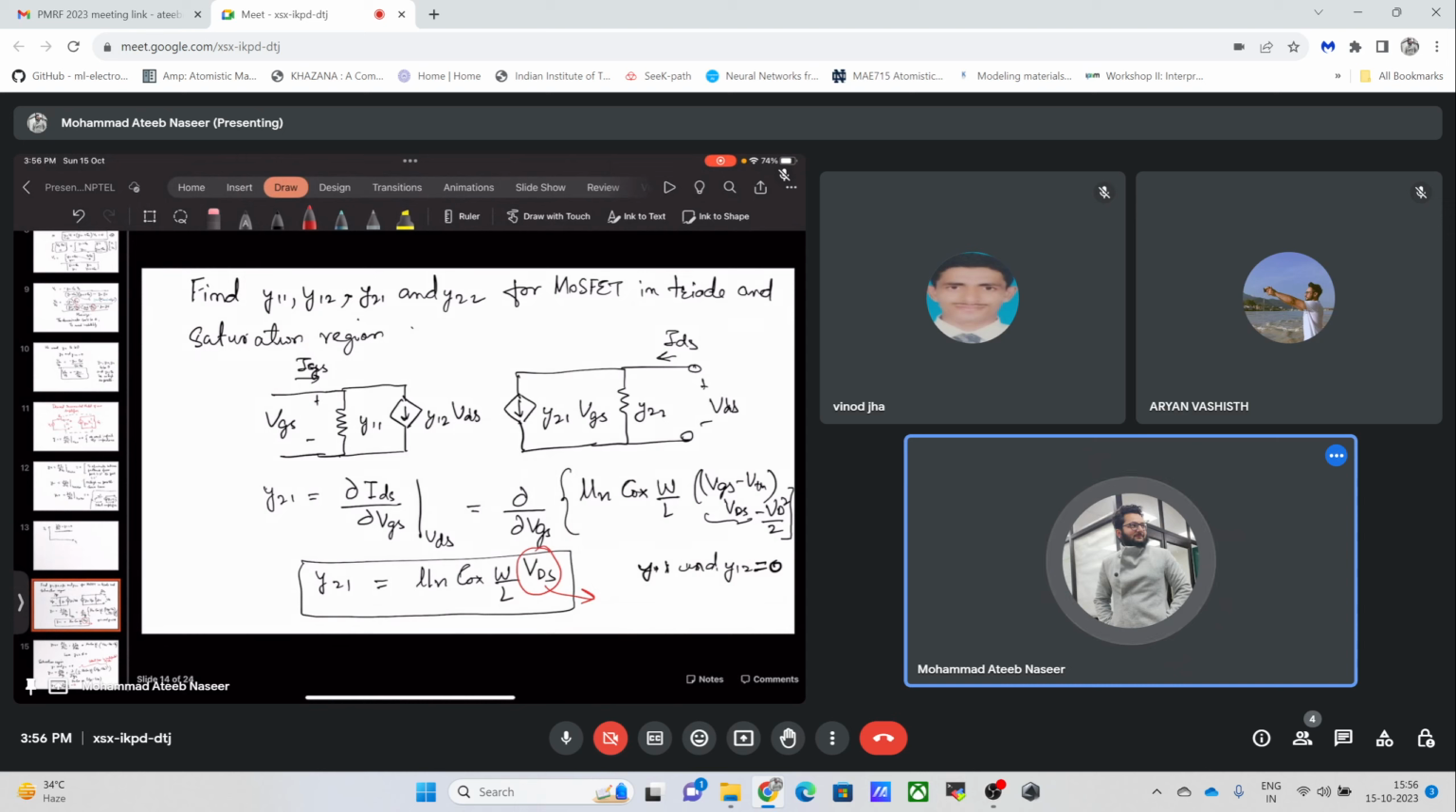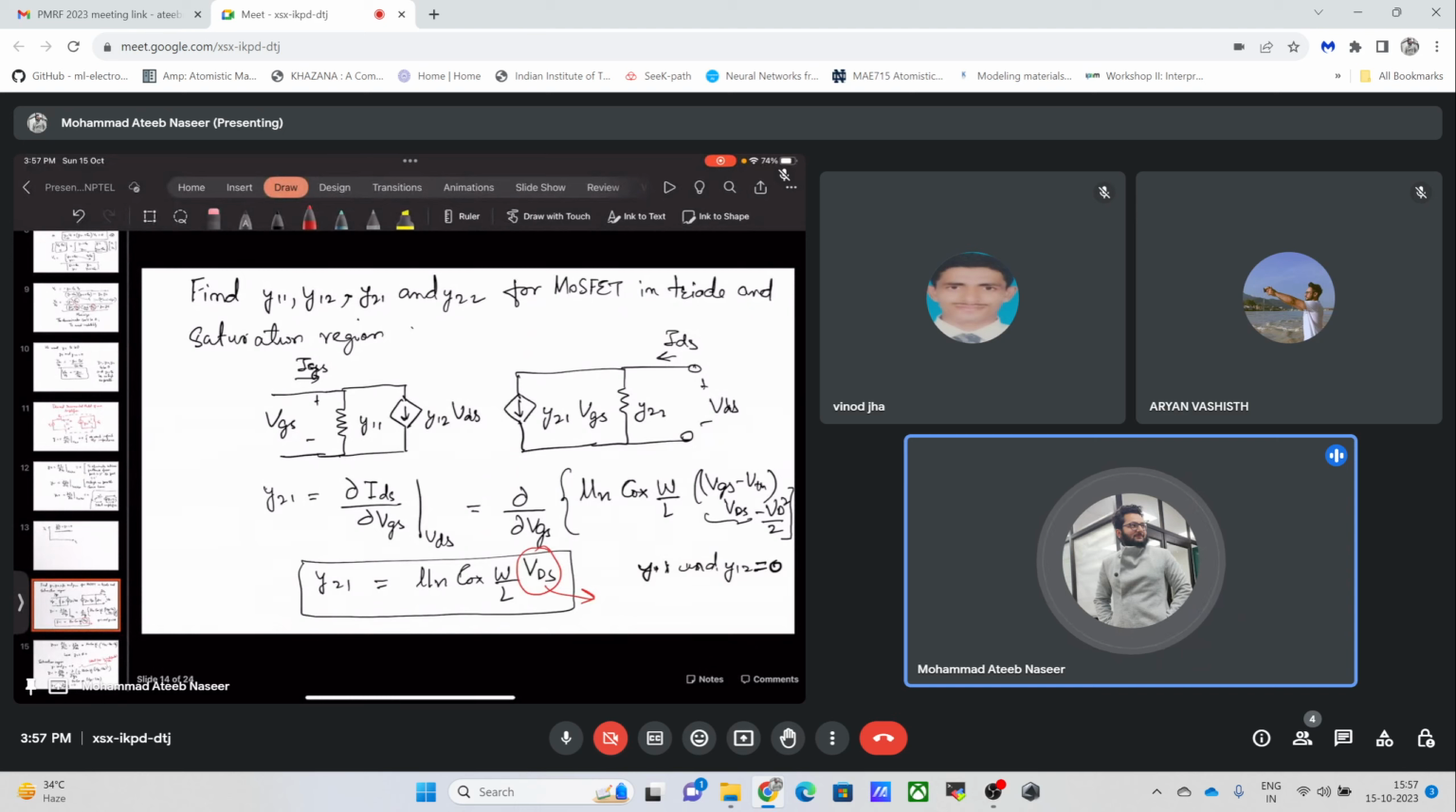So we will only be left with the option of W by L to play with the gain. In the saturation region, however, there is no such dependency. It depends on VGS only. Also, Y22 in the saturation region was equal to 0.